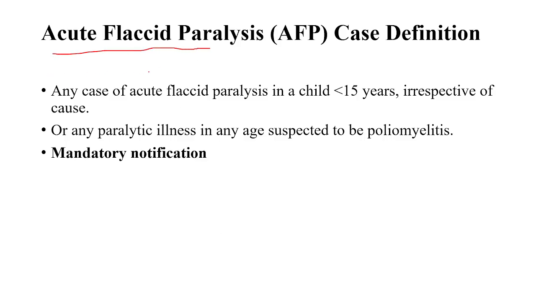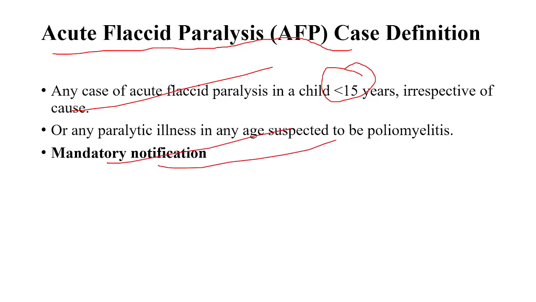Next, I have acute flaccid paralysis. It is any case of paralysis in a child less than 15 years, irrespective of the cause, and it will come under AFP. It is a mandatory notification to the government, irrespective of whether it is poliomyelitis or not.